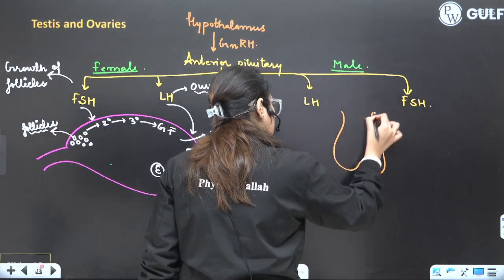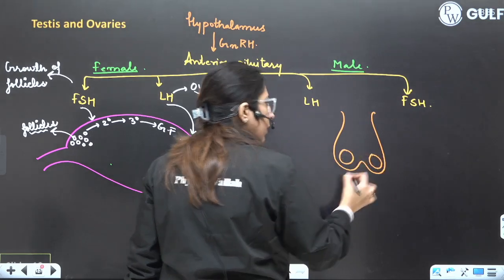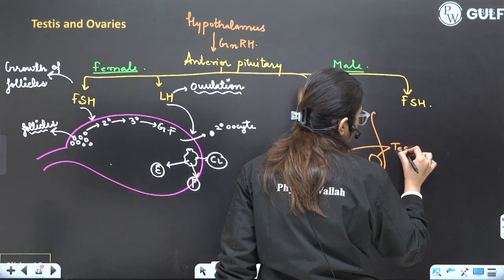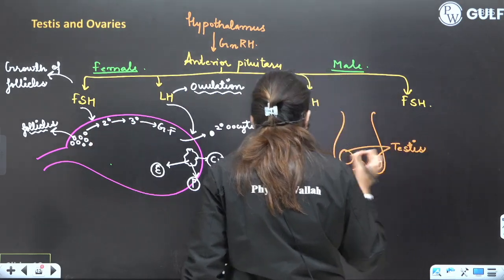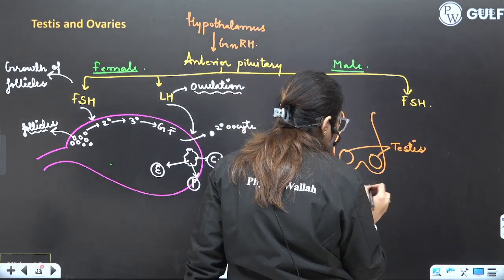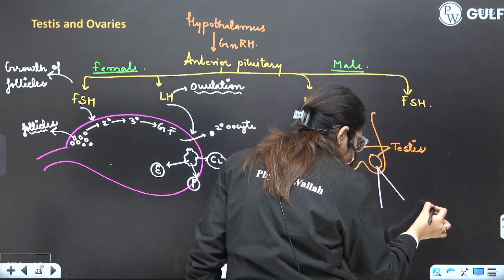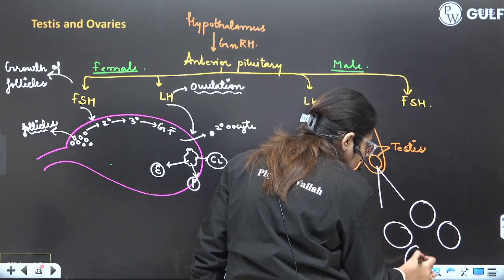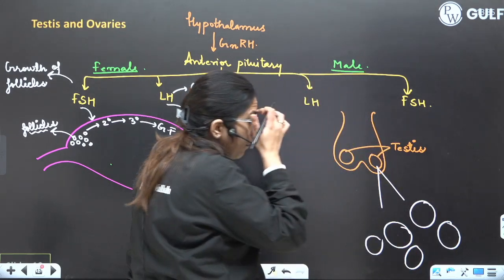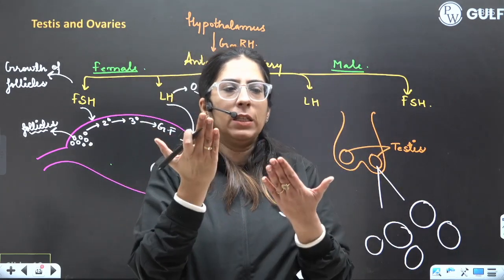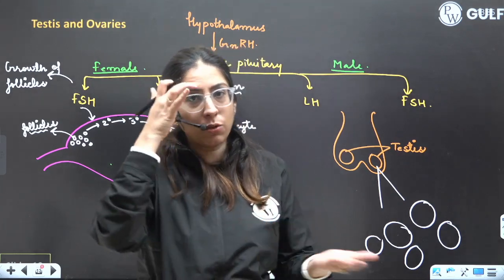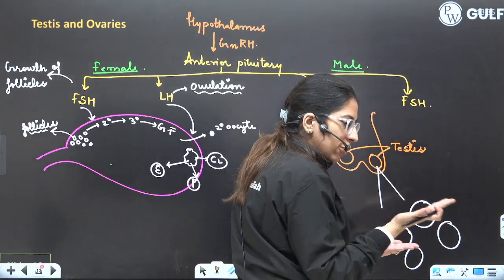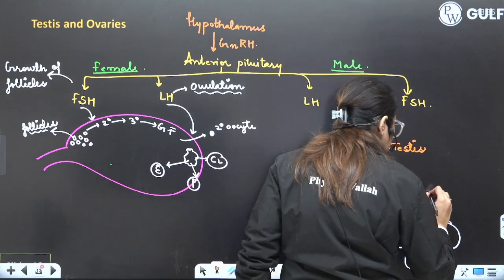Scrotal sac, testes are present. What are these? Testes. When you take a transverse section of testis, you will realize some tubules, because they are tubes. If you take a section of the tube, you will find the cross section of a tube. Tube is circular, so you will find some circles present over here. So these are actually the tubules. These are termed as seminiferous tubules.